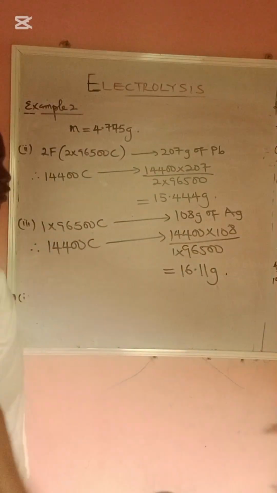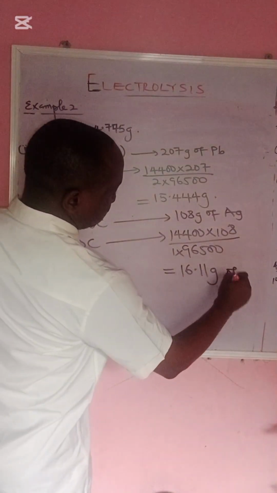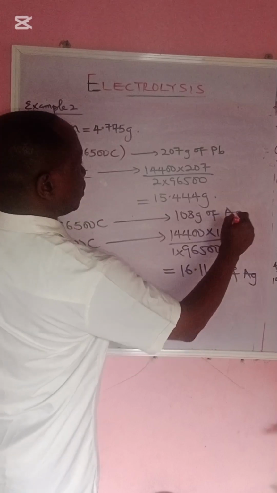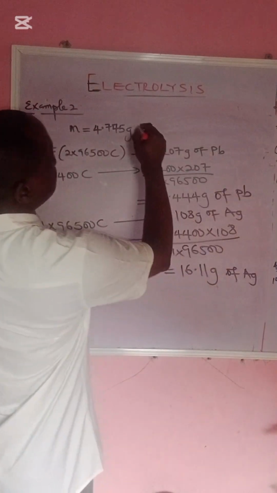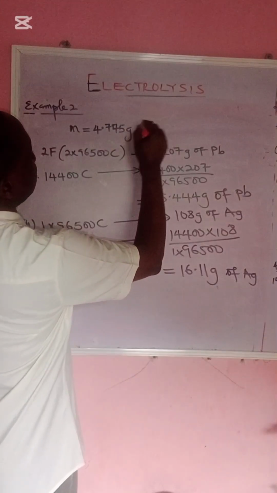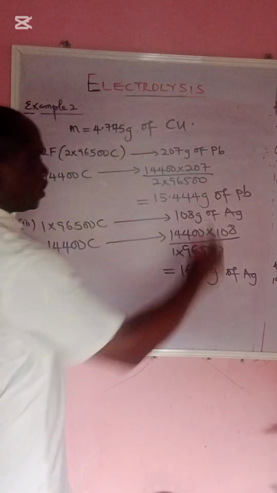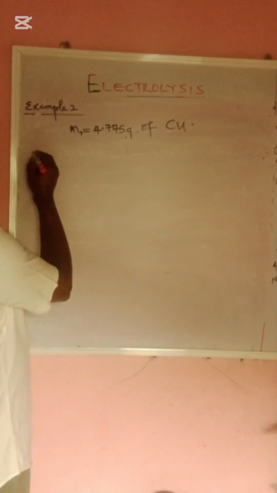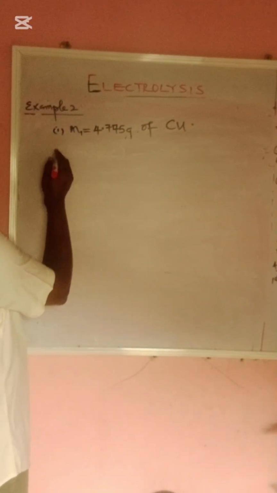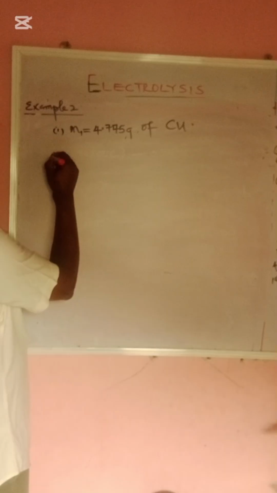So when you divide it, you are going to get 16.11 grams of silver. This one is silver, this one is lead, while this one is the mass of copper. And you have gotten the mass of copper, call it M1. Let's say Roman figure 2 now.